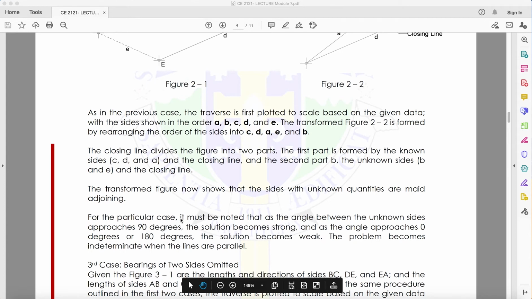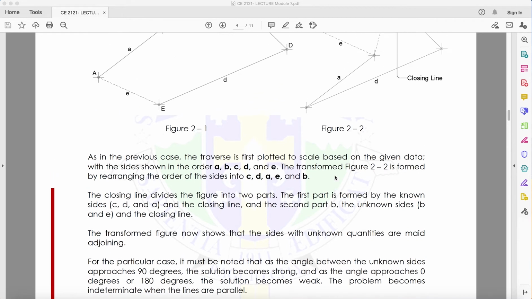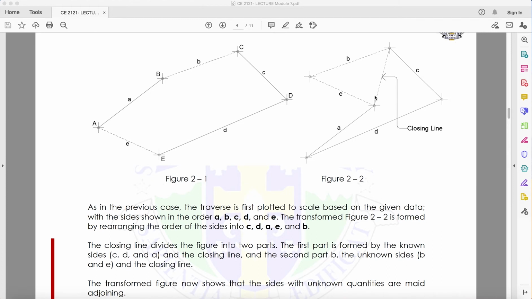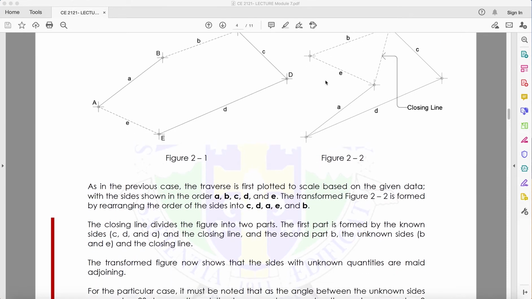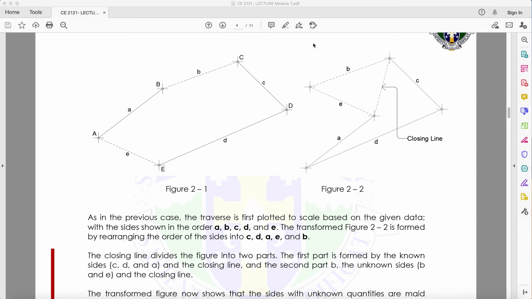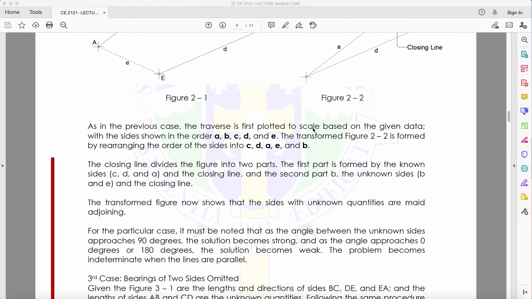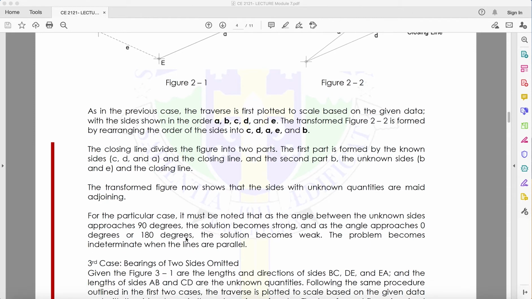For particular case, it must be noted that as the angle between the unknown sides approaches 90 degrees, the solution becomes strong. And as the angle approaches 0 degrees or 180 degrees, the solution becomes weak. So, ibig sabihin, pag yung adjoining sides become a 90 degrees or naging right triangle siya, mas madali na siyang isolve. But if the adjoining sides mas lumalapit siya 0 or nagiging 180 degrees, yung angle between them, mas nagiging mahirap siyang isolve. Okay? Yun yung ibig sabihin dito.